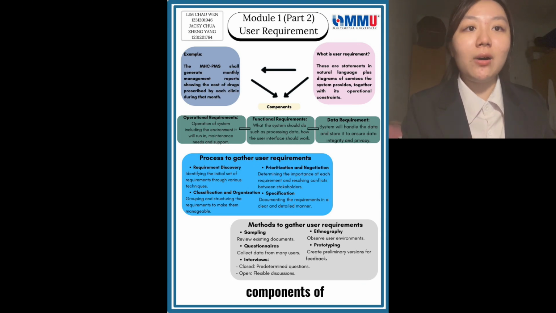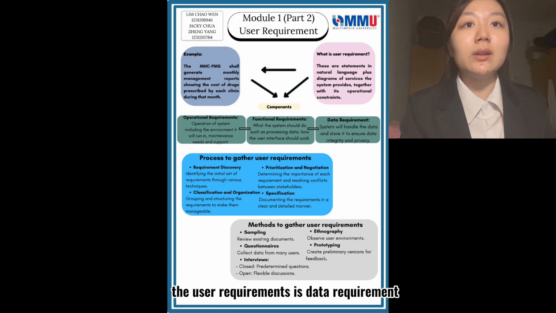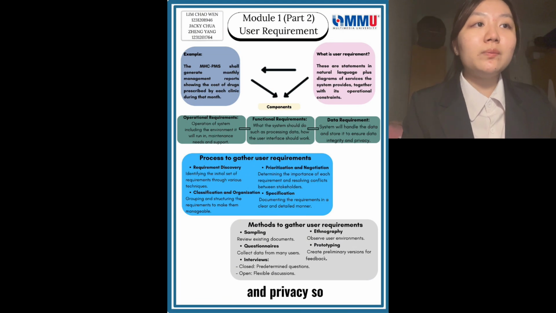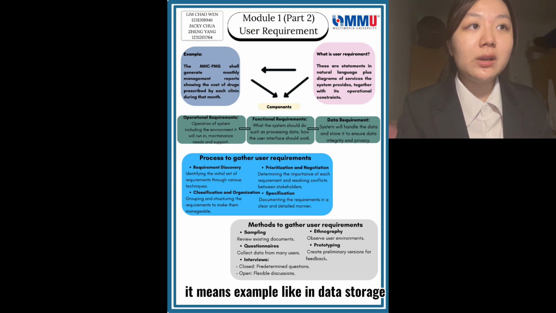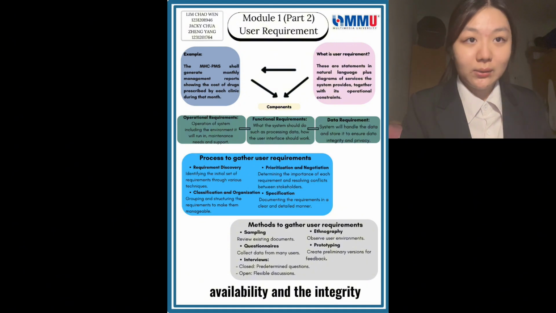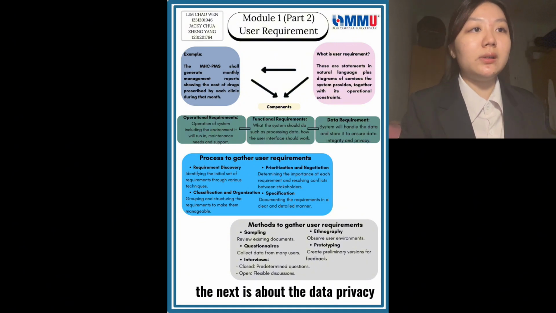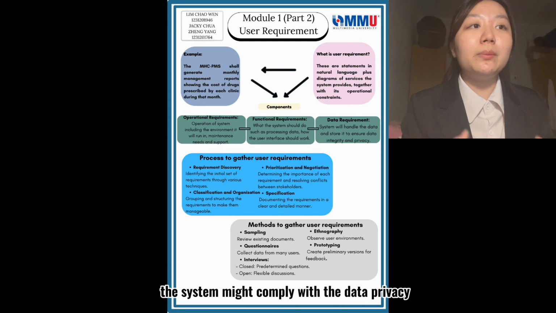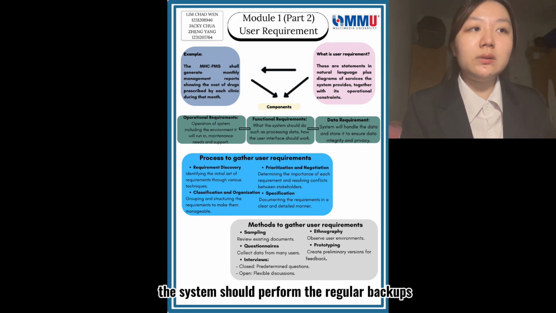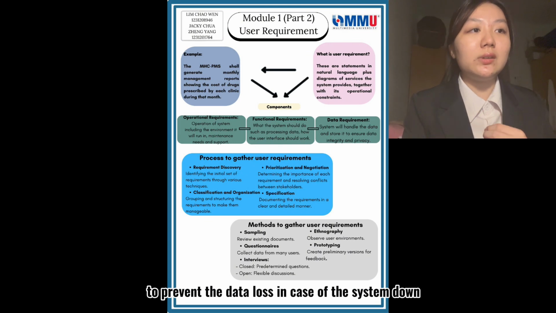First, the components of the user requirements is data requirement. The system will handle the data and store it to ensure data integrity and privacy. For example, in data storage, the system must store the user data securely in the database and ensure its availability and integrity. The next is data privacy. The system must comply with data privacy regulations to protect user information and details. Next is data backup. The system should perform regular backups to prevent data loss in case of system downtime.